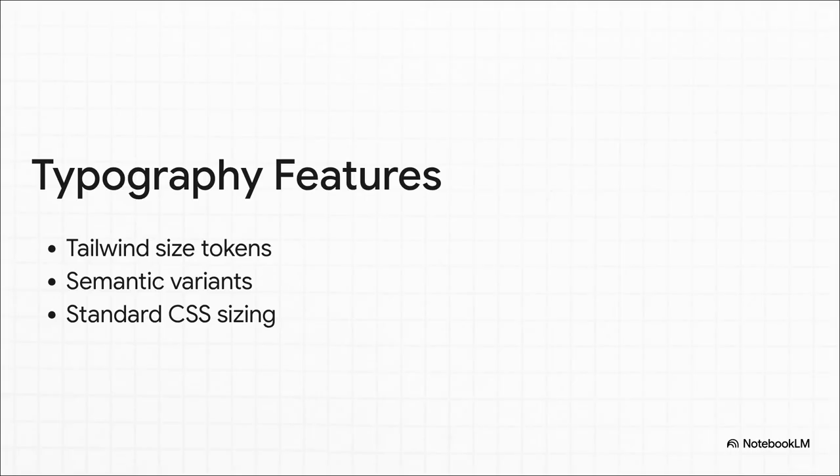So this tool packs some serious core capabilities for typography. First up, it fully supports Tailwind size tokens. We're talking everything from a tiny text XS all the way up to a massive text 5XL. Second, it leverages DaisyUI's semantic color variants. That means you can literally just tag your text as success or error, and the component handles the exact color logic for you. And hey, if you need absolute pixel-perfect control, it fully supports standard CSS sizing too. Just type in 4em, 1.5rem, or 80px, and it knows exactly what to do with it.